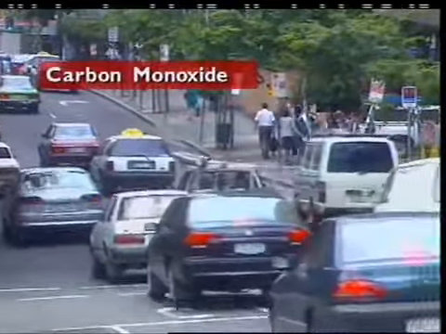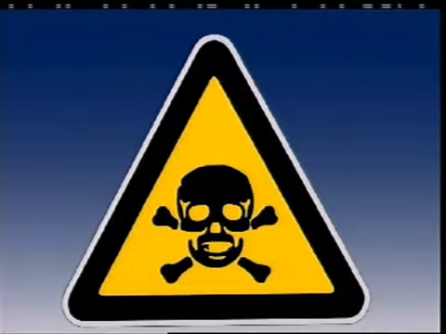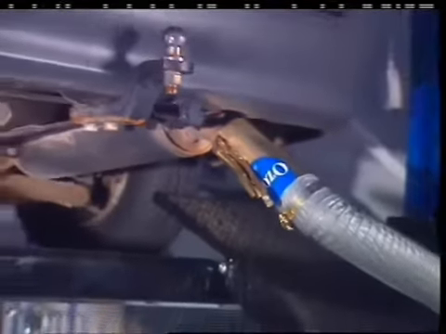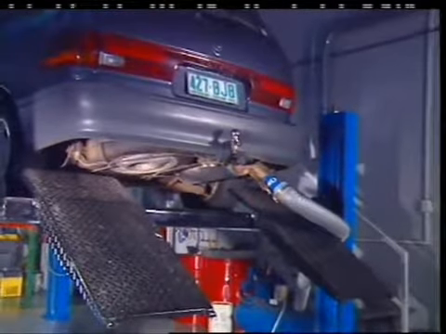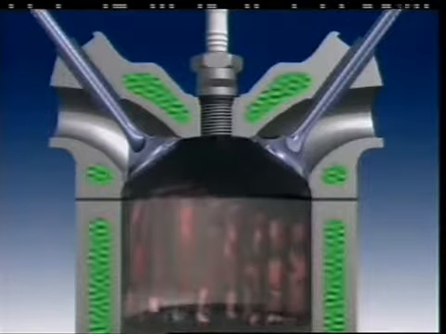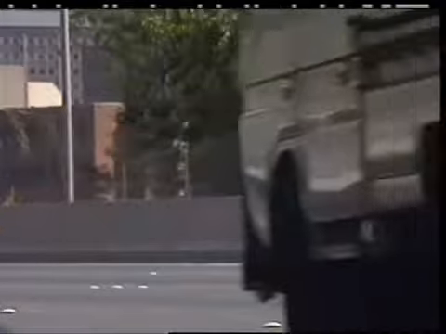This section examines carbon monoxide. Carbon monoxide is an extremely poisonous gas. Inhaling it in a confined space can be lethal, and since it has no odor or color, it is very dangerous. It is produced during combustion when there are not enough oxygen molecules around the hydrocarbon molecules. This can be caused by an incorrect air-fuel ratio.